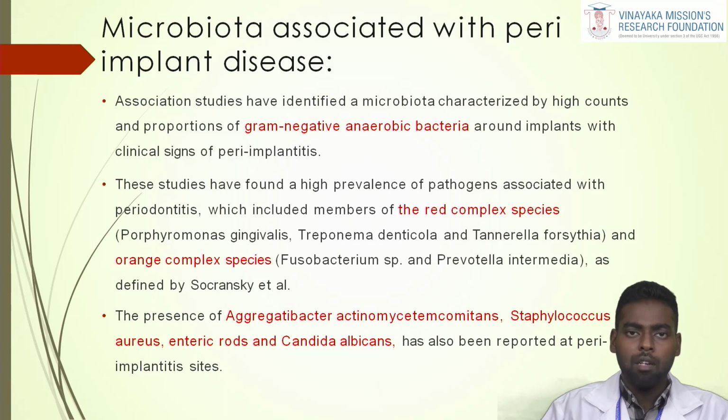Moving on to the microbiota responsible for peri implantitis, we see a broad categorization of red complex and orange complex bacteria, mainly involving Aggregatibacter actinomycetemcomitans, Staphylococcus aureus, enteric rods and Candida albicans. Mostly we will be focusing on the gram negative anaerobic bacteria, which are the main reason for peri implantitis disease around the implant structures.